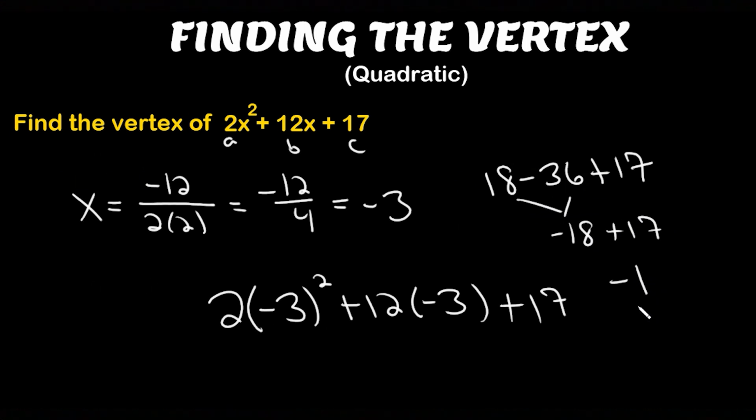I can put it all together now. So here's my y, here's my x. Writing it as a point, it's going to be negative 3, comma, negative 1.